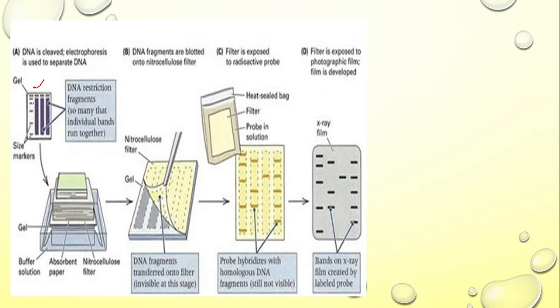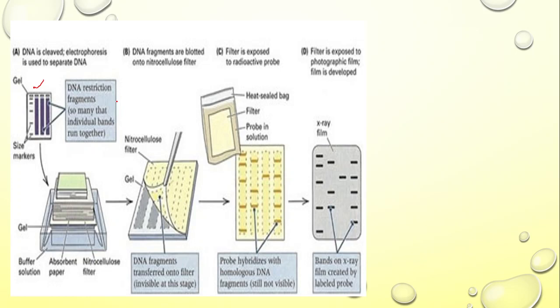After separation, you can run a marker side by side so that you identify the size of the fragments you are obtaining. Now, the DNA fragments from the gel are blotted onto a nitrocellulose membrane, the filter, or a nylon membrane. Here in this diagram it is a nitrocellulose filter. The DNA adsorbs onto, or gets immobilized on, the nitrocellulose filter.